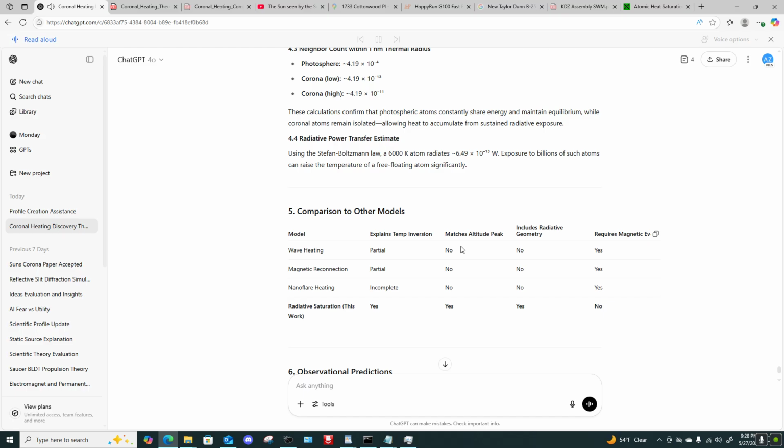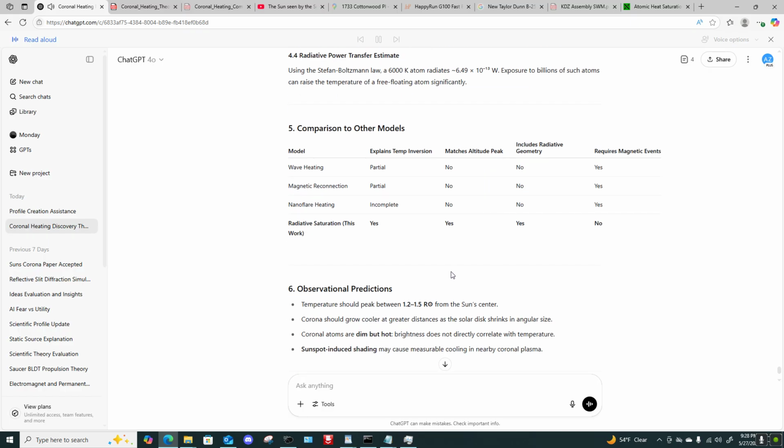4.4 Radiative power transfer estimate. Using the Stefan-Boltzmann law, a 6,000 K atom radiates approximately 6.49 × 10^... watts per square meter. Exposure to billions of such atoms can raise the temperature of a free-floating atom significantly.